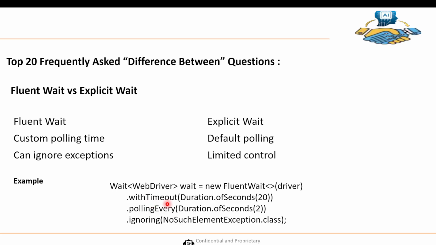Here you can see a timeout of 20 seconds and polling every 2 seconds. So every 2 seconds it checks whether that element is visible or not. It will wait up to 20 seconds, and if the specified exceptions occur, it will ignore them.